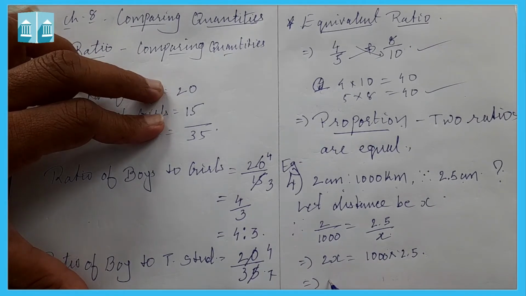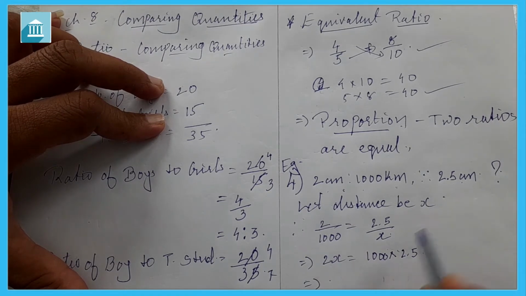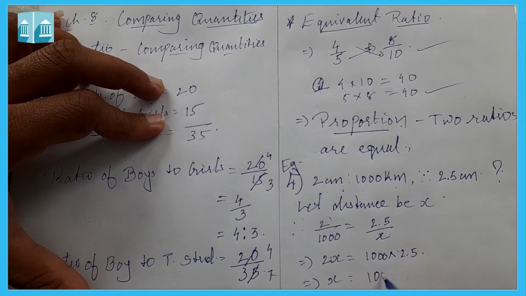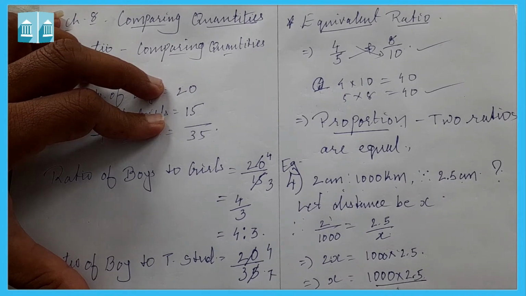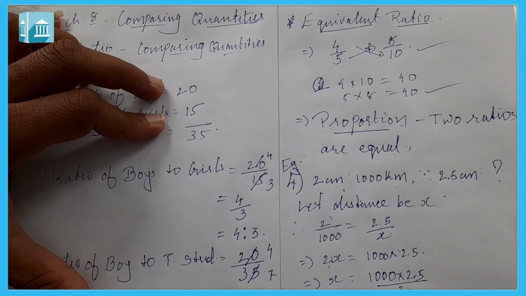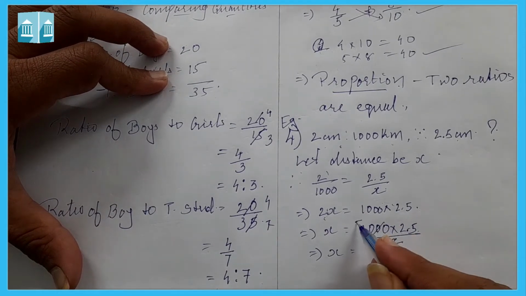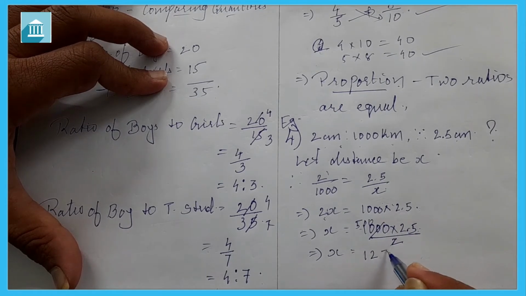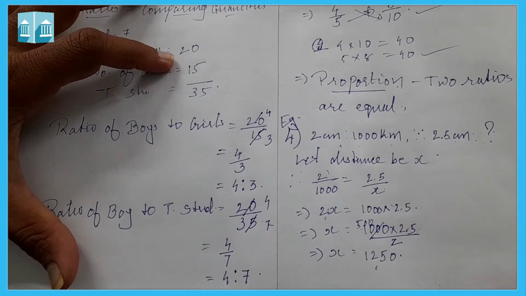Then we can say that x is equal to 1000 into 2.5 upon 2. This 2 will come here, and when it cuts, it will become 500. So x is equal to 500 into 2.5, which is equal to 1250. So when the map distance is 2.5 centimeter, the actual distance is 1250 kilometer.